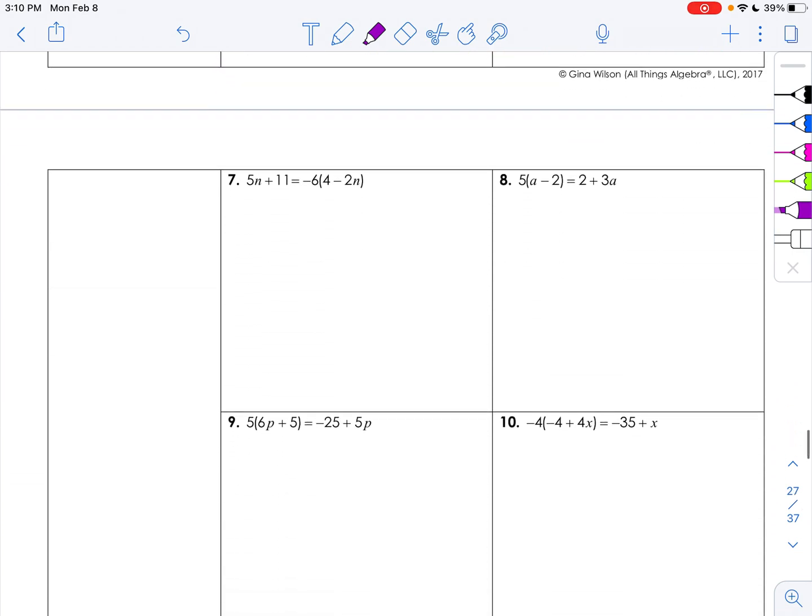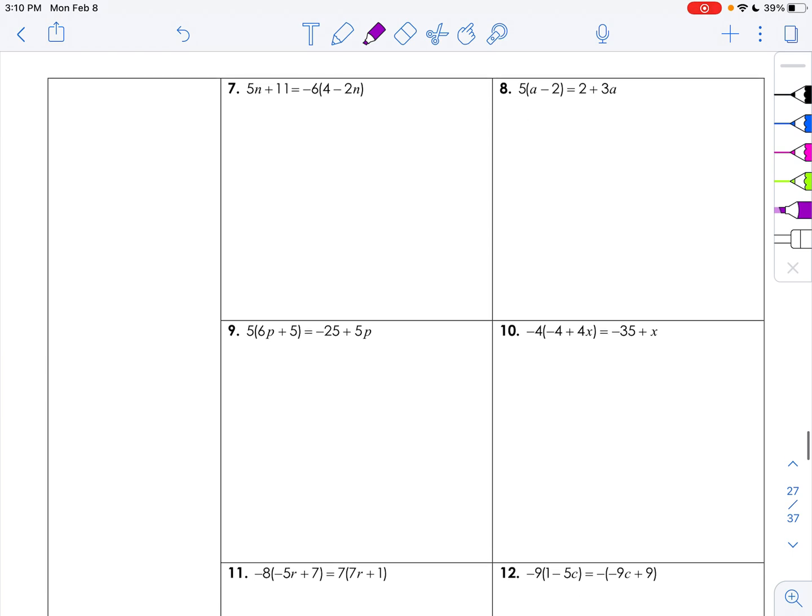And on the next page, let's look at number 7. So remember, we check for our distributive property first, and if we have parentheses, chances are we need to distribute. And in this problem, number 7, we do have parentheses. So I'm going to be distributing the negative 6 to everything inside my parentheses.